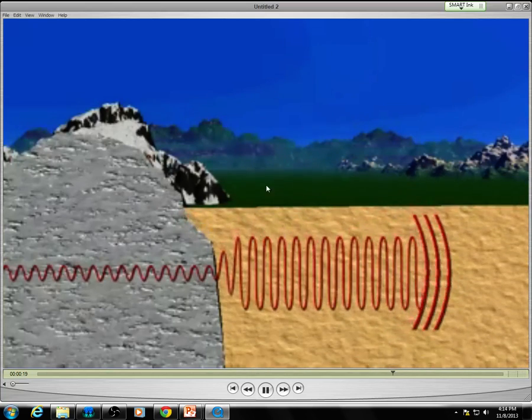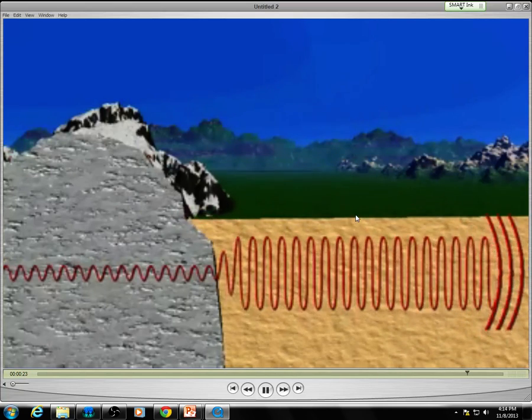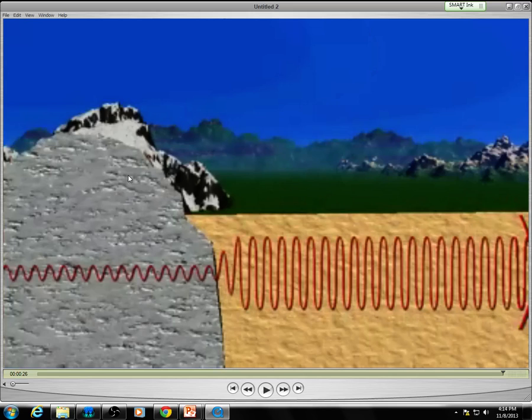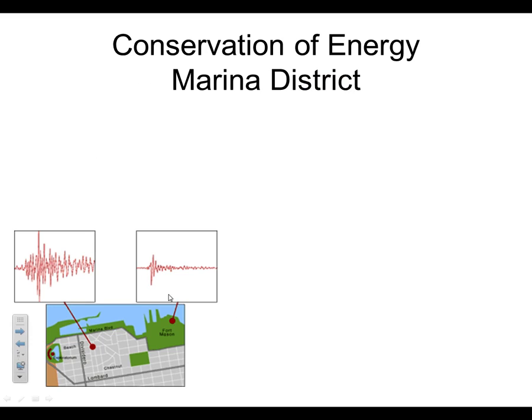So do you want to build your house on solid rock or on loose ground? I think there's a Bible story about that. You want to build on the solid rock. The waves are going to go through quickly with not as much amplification. Well, that's what happened in the Marina District in San Francisco.